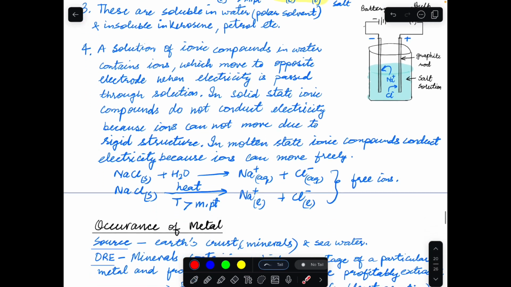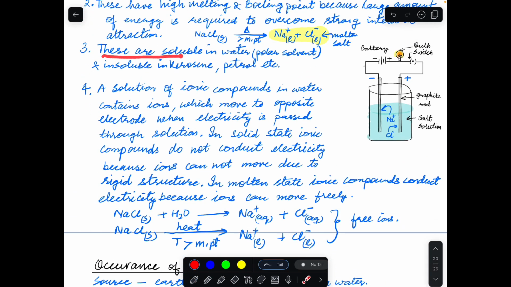Next property, these are soluble in water. Reason: water is a polar solvent. Polar solvent means it has two poles, positive and negative, and the logic is like dissolves like. So an ionic compound or a polar compound is soluble in the same type of solvent. Therefore, because ionic compounds are made up of ions, they are soluble in water, which also has some sort of ionic character. But they are insoluble in organic solvents like kerosene or petrol. Why? Because these solvents do not have any charge characteristic.